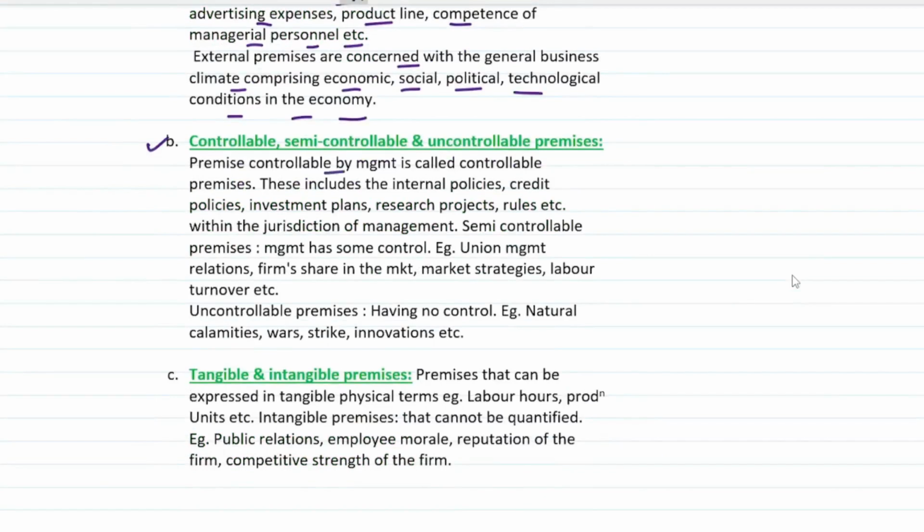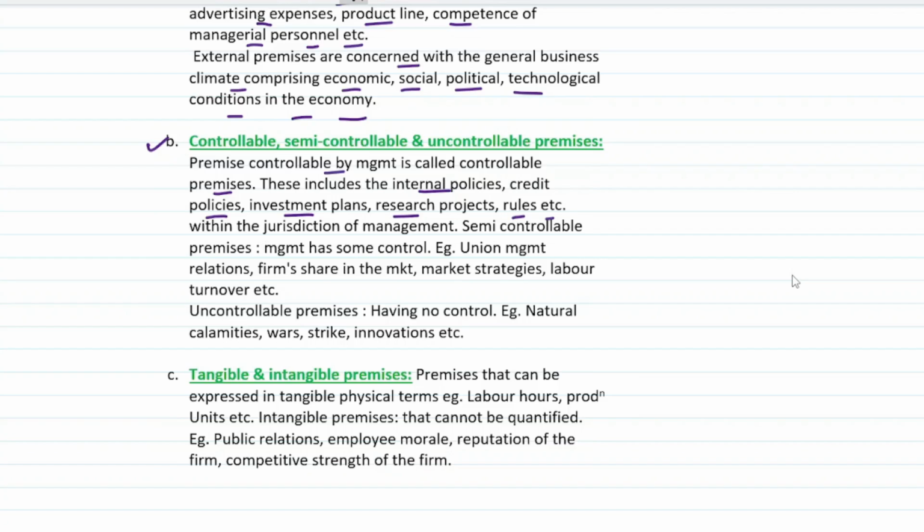So a premise controllable by management is called a controllable premise. These include what? It includes internal policies, credit policies, investment plans, research projects, rules, etc. Right? So when we talk about controllable, it means what? Which an organization has control over.